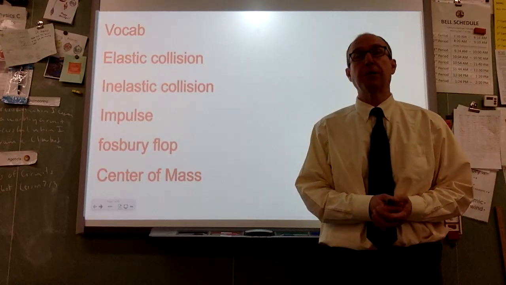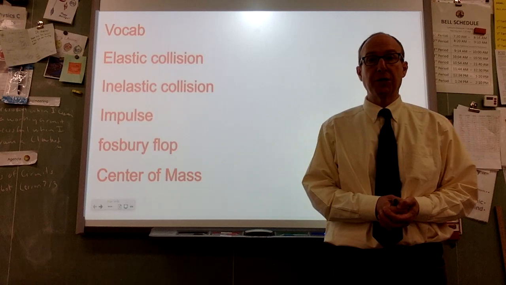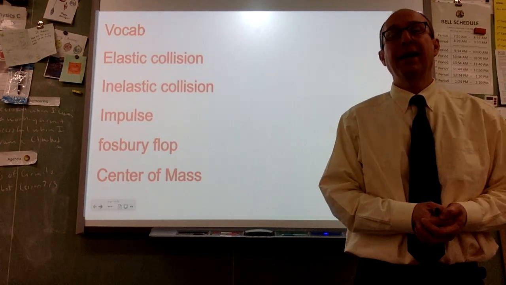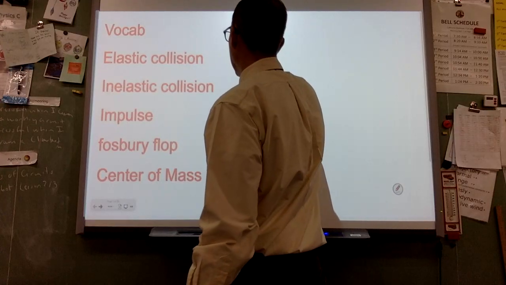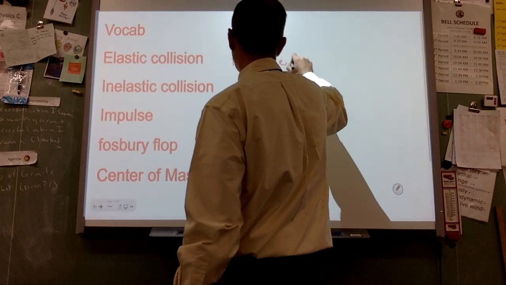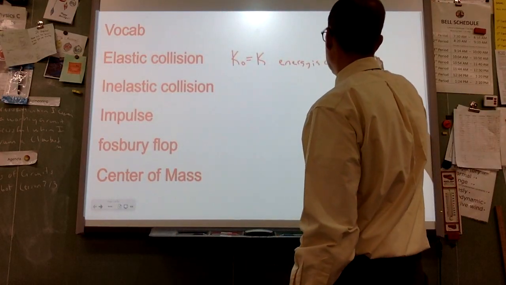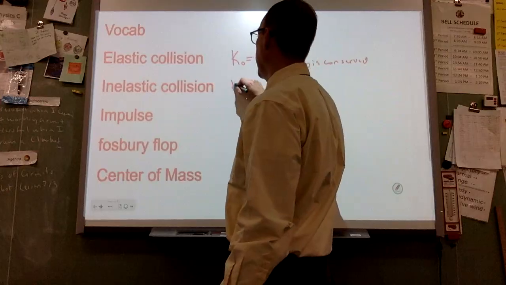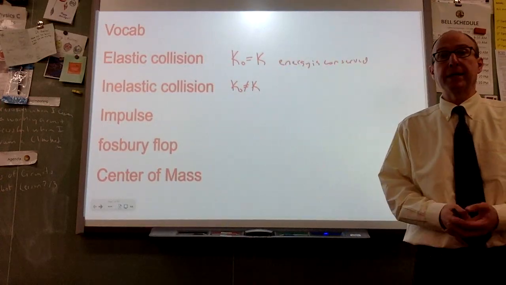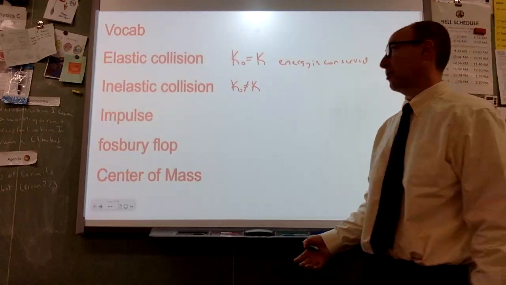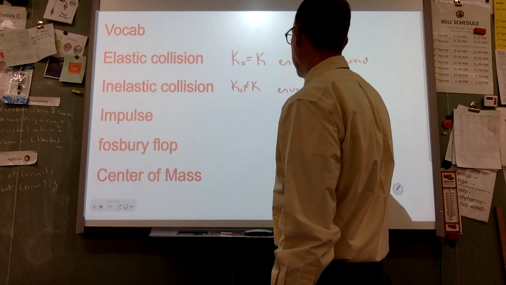We have two different types of collisions. We have an elastic collision and an inelastic collision. In physics, an elastic collision means that our energy is conserved. So our initial kinetic energy is going to be equal to our final kinetic energy. An inelastic collision, as you could probably guess, means that it's not going to be conserved. So our initial kinetic energy does not equal our final kinetic energy.